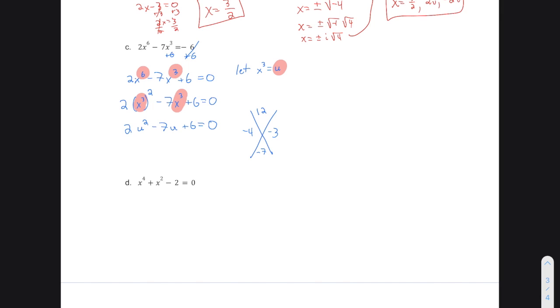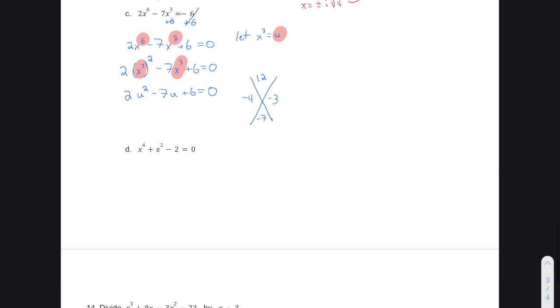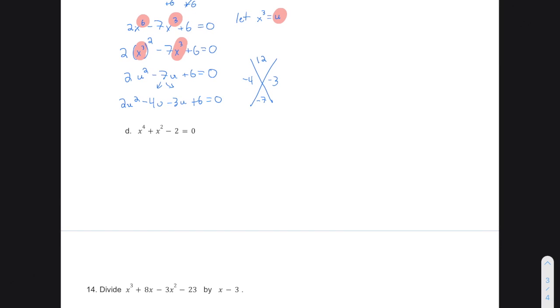And when our a term is not 1, we usually have to factor by grouping and splitting the middle term. So we use that negative 4 and negative 3 to split this middle term. So we have 2u to the 2nd power minus 4u minus 3u plus 6 equals 0. Okay, and now we factor by grouping. We can pull out 2u, and we are left with u minus 2. We can also pull out negative 3. We are left with u minus 2.